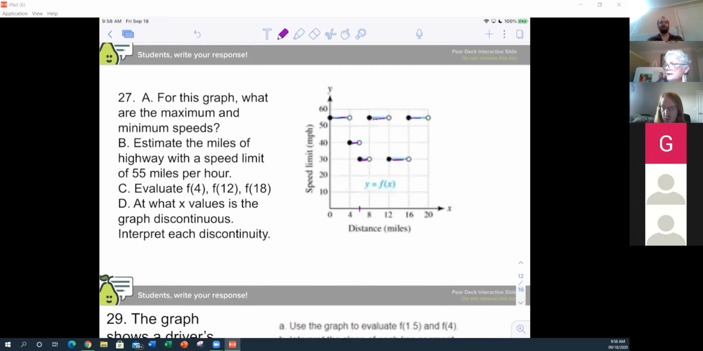So what is the maximum speed that he drives? 55, right. Miles per hour. And what's the minimum? 30.